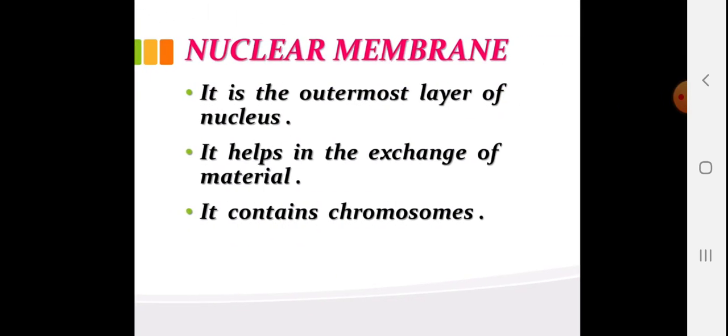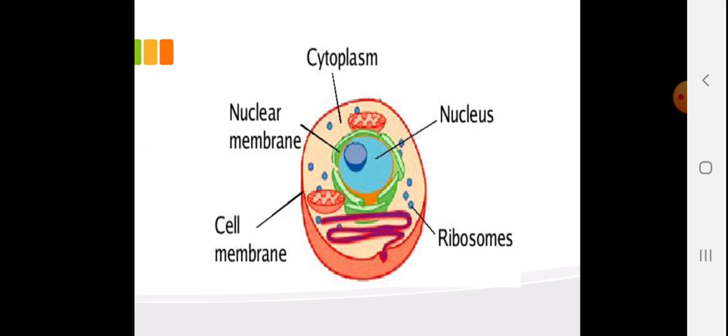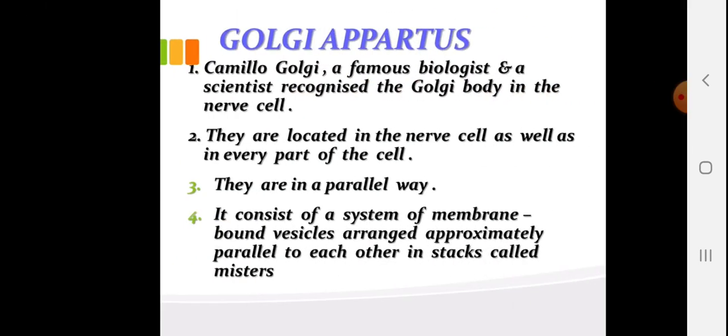Nuclear membrane. It is the outermost layer of the nucleus. It helps in the exchange of material into the nucleus or exit of the material outside the nucleus. It contains the chromosome. Now you can see the basic structure again. How does the cell look? You can find nucleus, nucleolus, ribosomes, cell membrane and nuclear membrane surrounding the nucleus, and the cytoplasm.